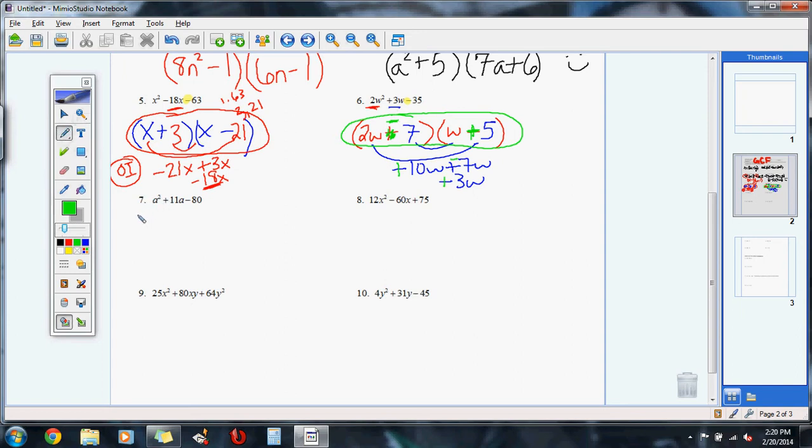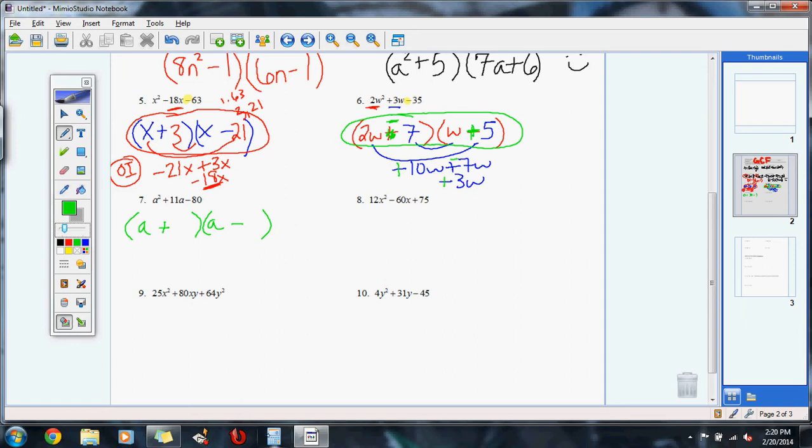Number 7, there is no GCF, so I'm going to go right into my guess and check. Again, a negative sign. This is the third one in a row, so a plus and a minus. Hey, the A out front looks really nice, A and A. And then factors of 80. 1 and 80, 2 and 40. We just go through our list and try to find some here.